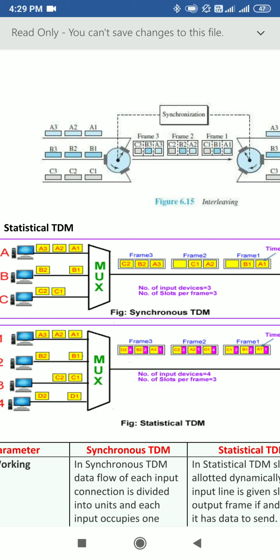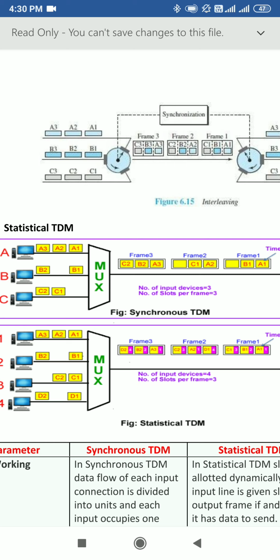So when a frame is formed, the number of slots within the frame is equal to the number of connections. Since the highest number of data units is 3, three frames should be formed. So the number of frames depends on the highest number of data units. Here the highest is A1, A2, A3, so 3 units, so 3 frames are formed. Within each frame we will have the time slots. The number of time slots is equal to the number of connections. So frame 1 has 3 time slots, frame 2 has 3 time slots, frame 3 has 3 time slots.